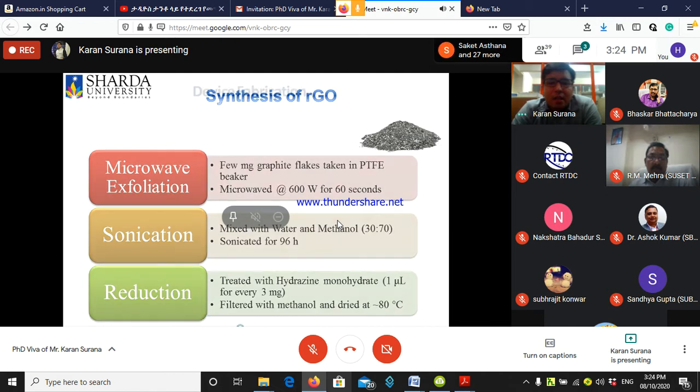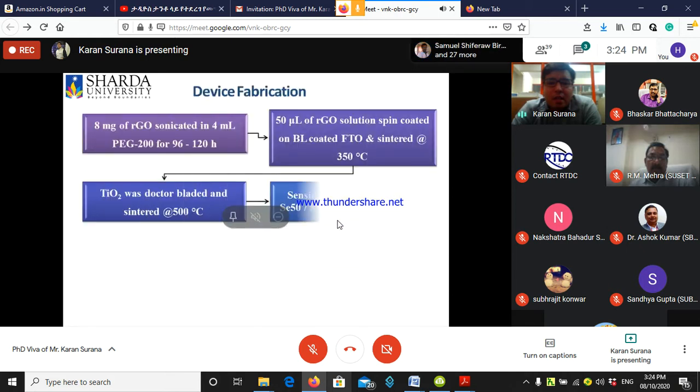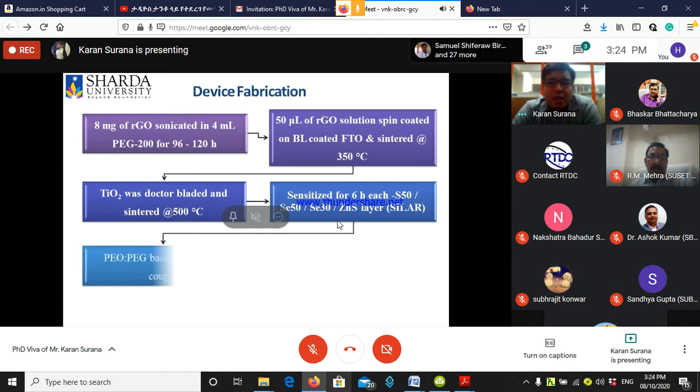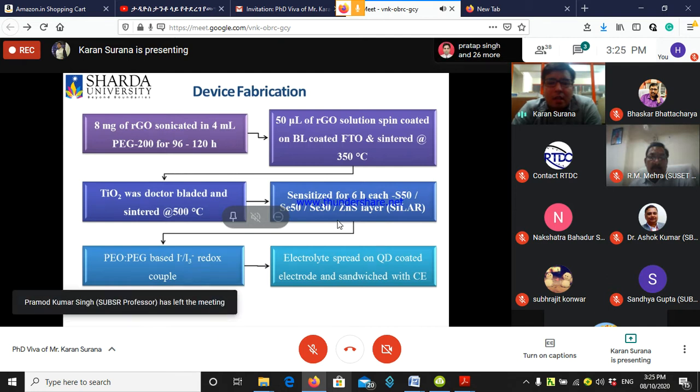Device fabrication. The device fabrication here was a little trickier than the other two processes. Firstly, for coating reduced graphene oxide, 8 milligram of the reduced graphene oxide was sonicated in 4 ml of PEG for about 96 or 120 hours to obtain a clear dispersed solution. The RGO was coated over the blocking layer coated FTO by spin coating, and it was sintered at 350 degrees centigrade for about 1 hour.